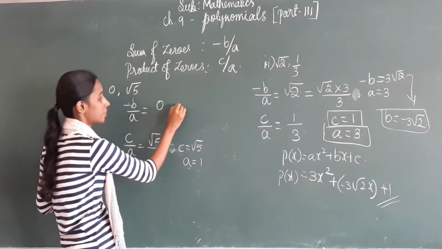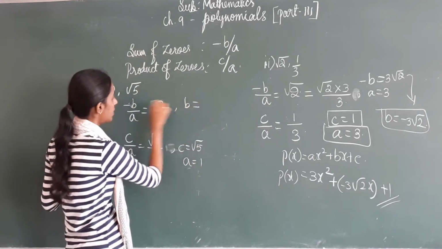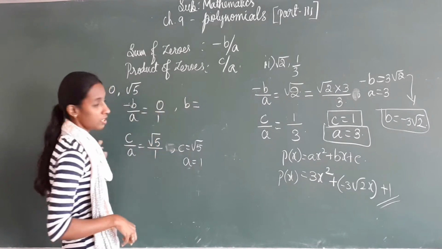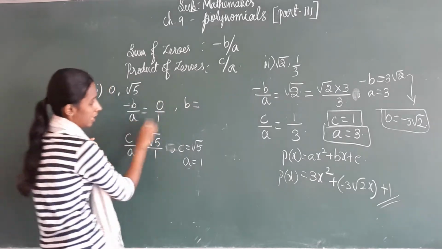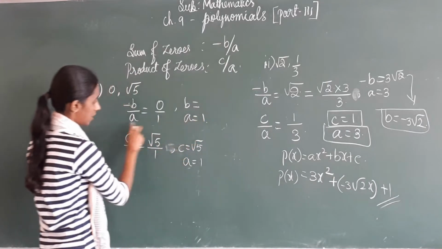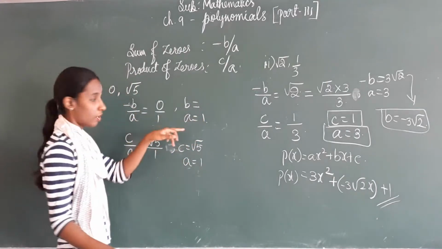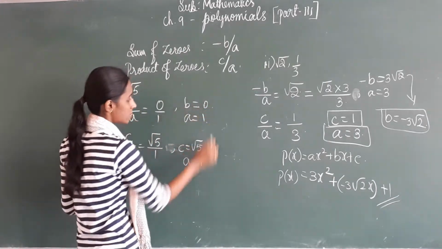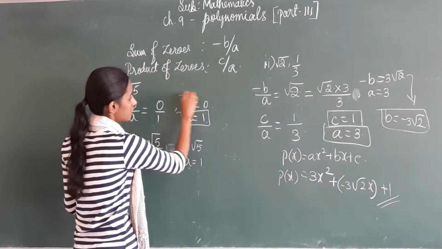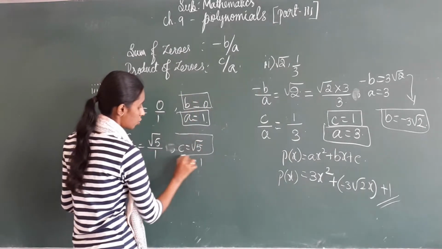And here, what is b? If you don't have anything, 1 will be there in the denominator, so a is equal to 1. Same here also, you have got 1. What about b? b is equal to 0. So a is 1, b is 0, c is root 5.